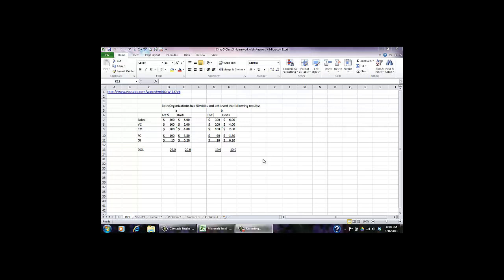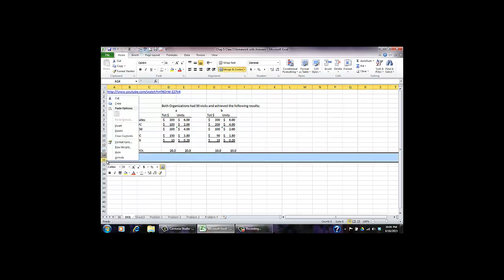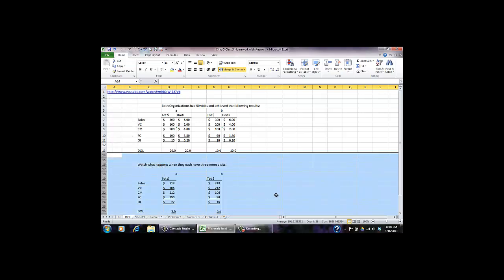So let's see the impact of the additional 3 visits when one organization has a DOL of 20 and another of 10. And I've got it hidden right here, so let's just go. Whoops, sorry. And unhide it, and here we go.